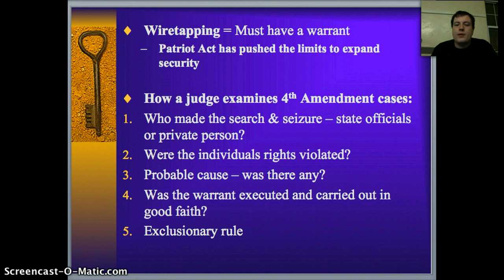Judges examine Fourth Amendment cases by figuring out who made the search and seizure. Was it a government official or was it a private person? A government official has to go through many more hoops than a private person does. They have to determine: Were the individual's rights violated? Was there probable cause? Was the warrant executed and carried out in good faith? And does the exclusionary rule apply?